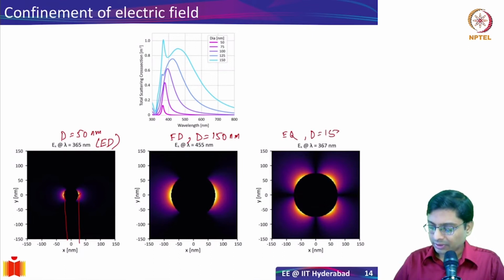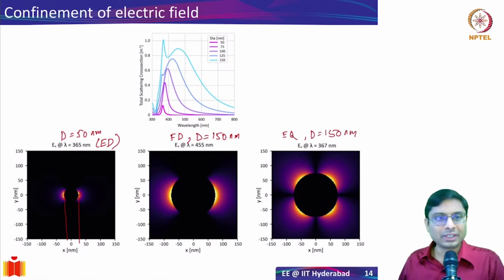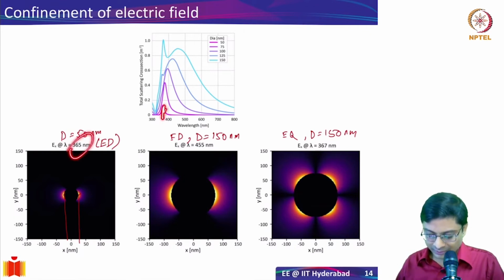D equal to 150 nanometers. So what you are seeing on the plot is the electric field intensity. More specifically, it is the electric field in the x direction at the resonant wavelength. So for example, if you look at a 50 nanometer nanoparticle, you have this peak here. So at 365 nanometers, we have seen the electric field.